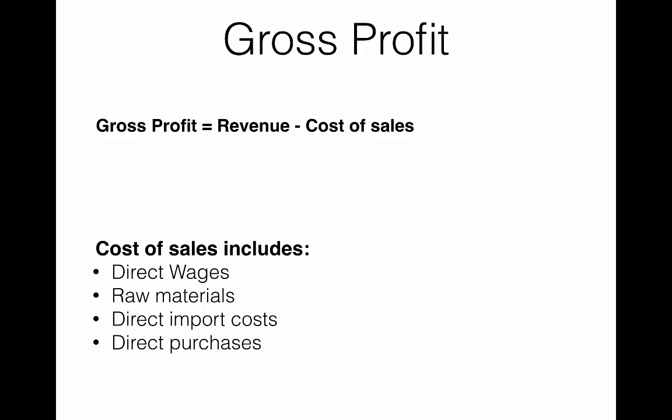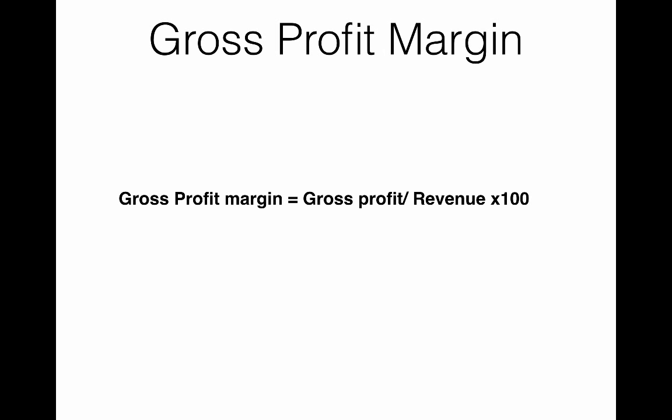Right, so let's have a quick recap over gross profit. So, gross profit equals revenue minus cost of sales. Cost of sales include direct wages, raw materials, direct input costs, direct purchases, any costs associated with the actual core product or the core item you're selling. So gross profit margin is calculated as the gross profit figure divided by revenue times 100. This will then give you a percentage.